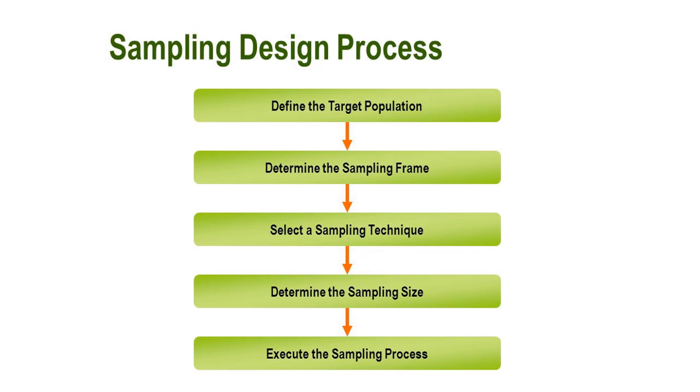The last step for the sampling design process is execution. The execution of sampling techniques requires detailed specification of target population, sampling frame, sampling technique, and the sample size. At this stage, each step in the sampling process must be effectively executed.